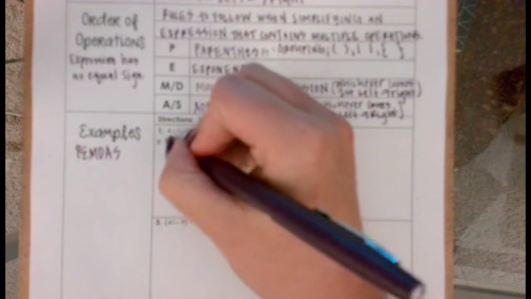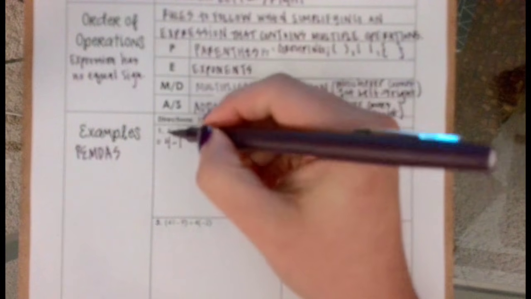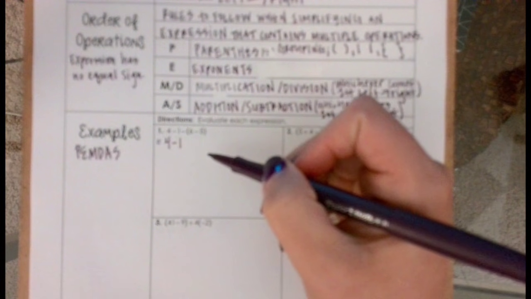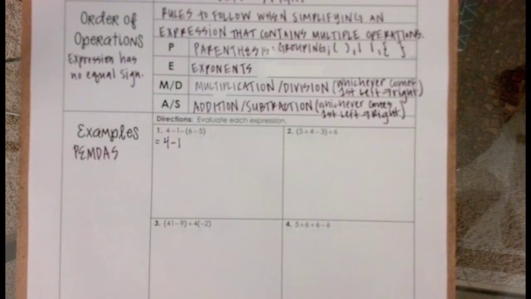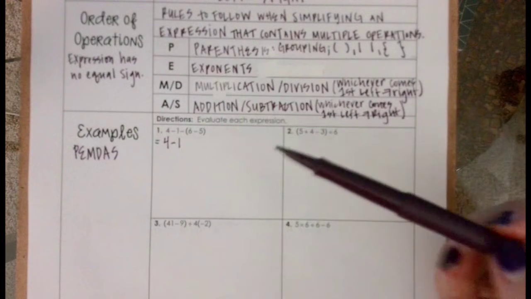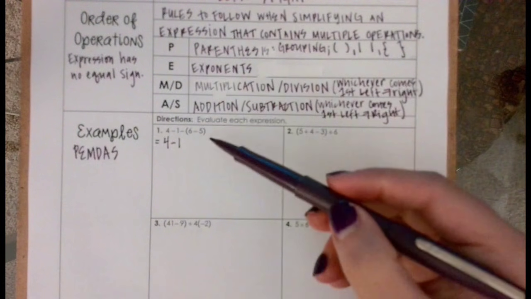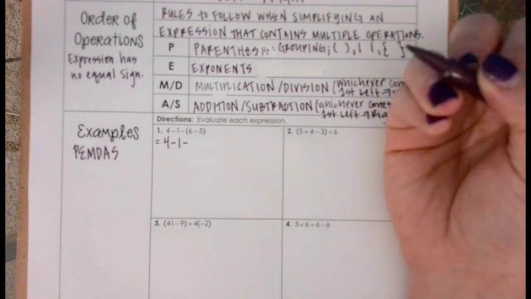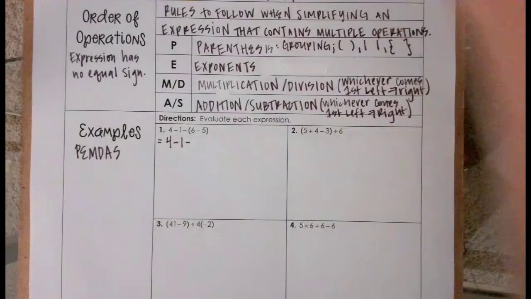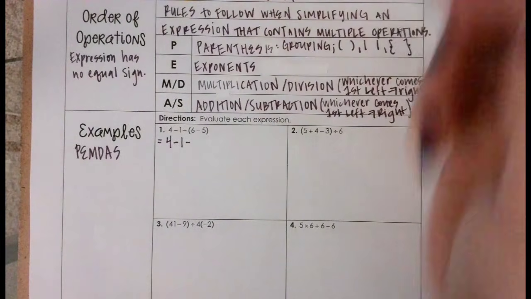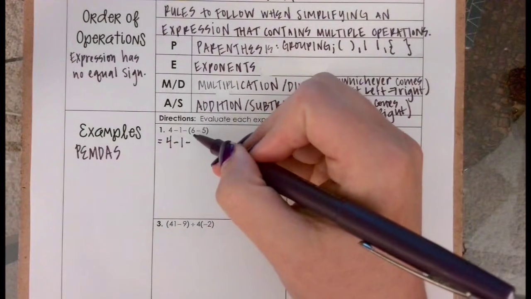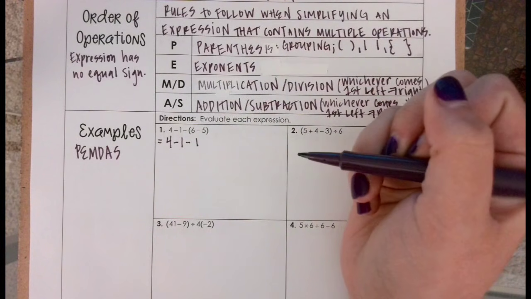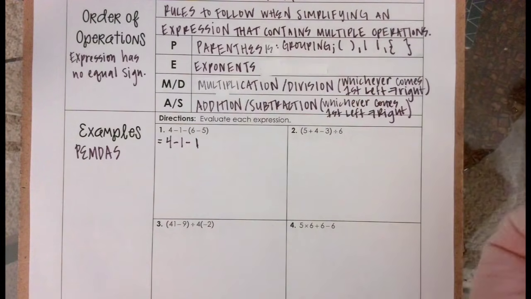So what we do is we're just going to write down whatever operations and parts of the problem that we're not using yet. So right now, we're not using 4 minus 1 because we need to deal with what's in this parentheses first. So I see this parentheses, that's what I'm going to evaluate first. So 6 minus 5 is 1. By evaluating that, I can just go ahead and get rid of that step.